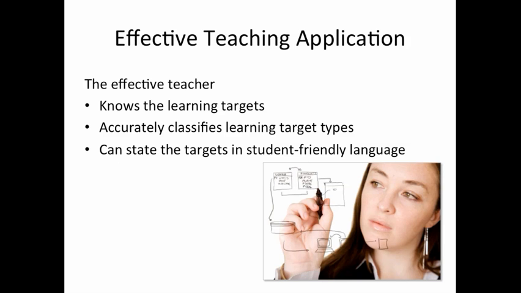So how does knowing this make us more effective? Well, knowing the learning target levels allows us to plan instruction and assessments that align with those target levels and make the instruction more relevant and more effective. We're able to classify the learning target types and then restate them in student-friendly language, which helps both us as the teacher and the student focus on the learning to be achieved.